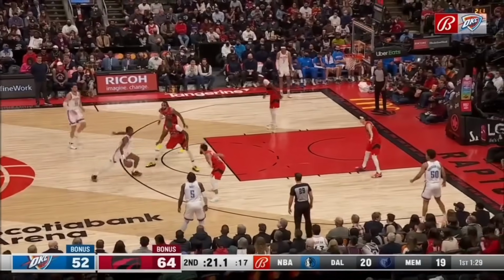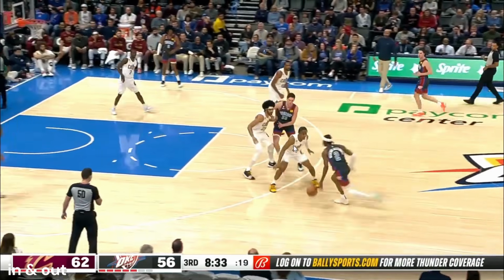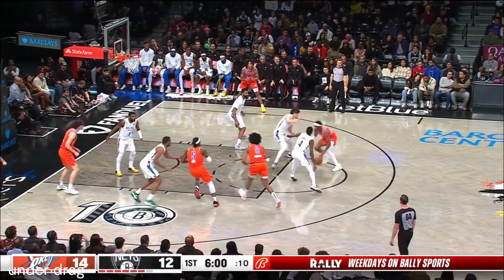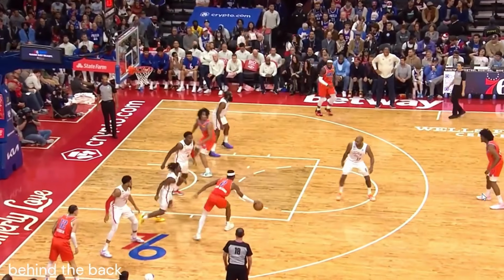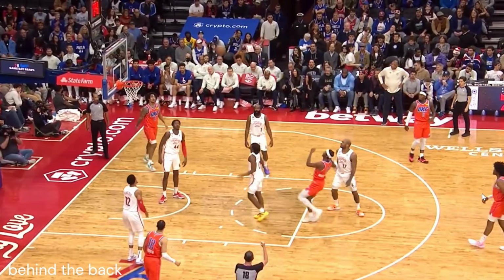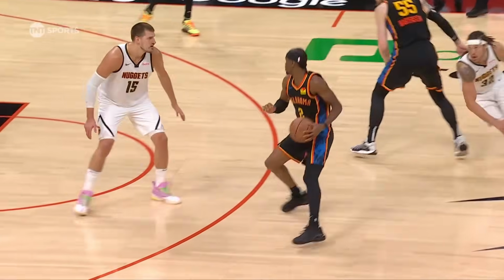It comes from thousands of reps working on sequences, between the legs, behind the back, in and out crossovers, all performed at different speeds. The key is unpredictability. One second, he's walking you down with a slow, upright dribble, and the next, he's already two steps past you using a hesitation or spin move.